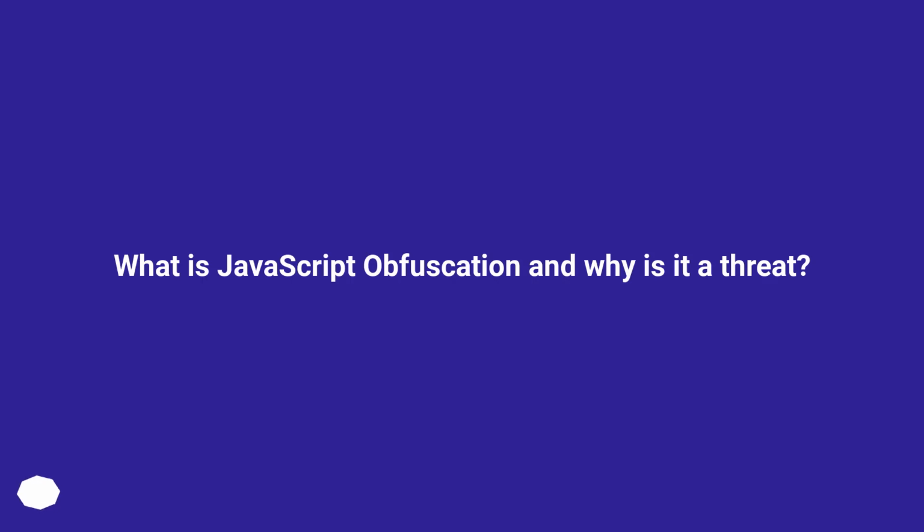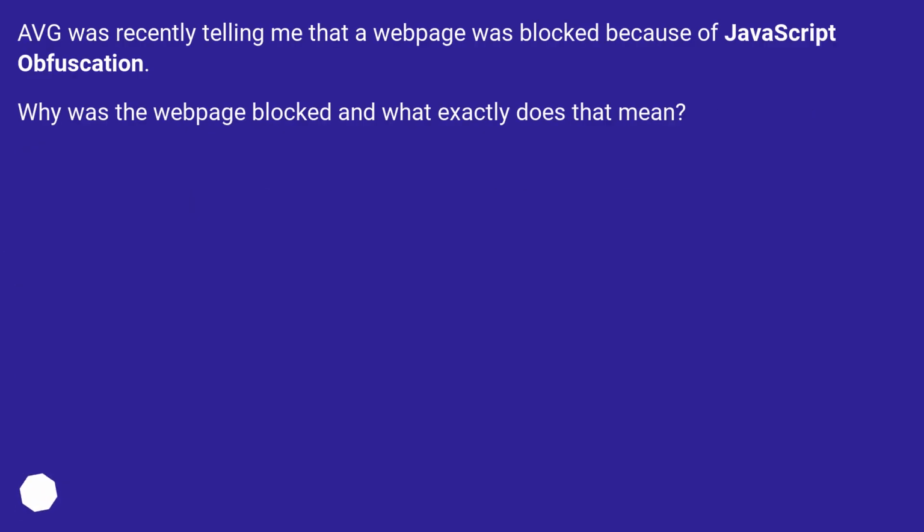What is JavaScript obfuscation and why is it a threat? Avast was recently telling me that a web page was blocked because of JavaScript obfuscation. Why was the web page blocked and what exactly does that mean?